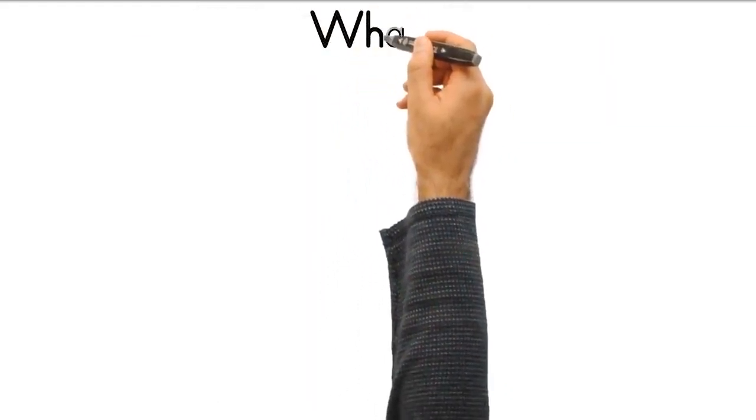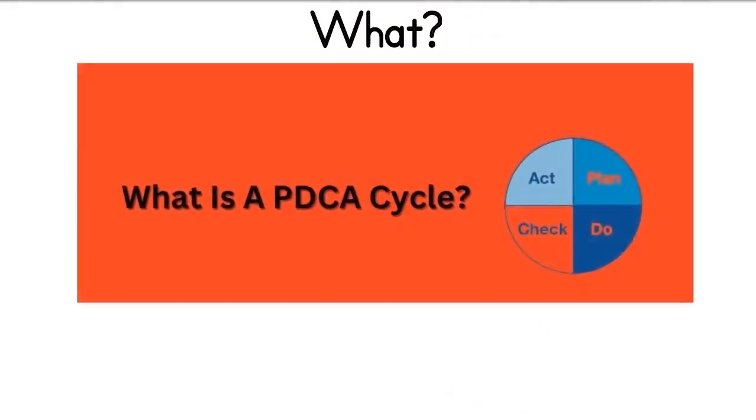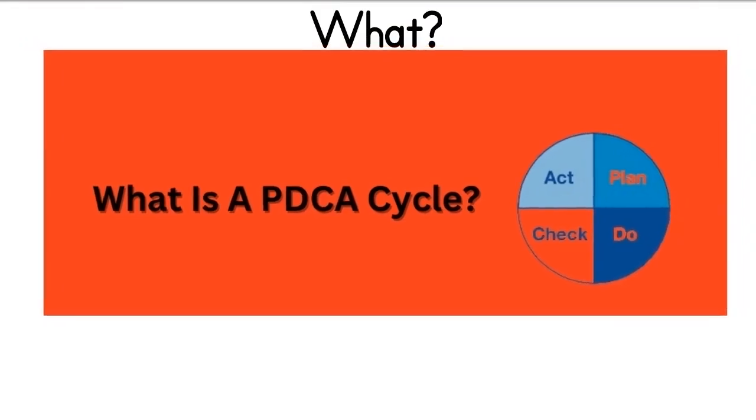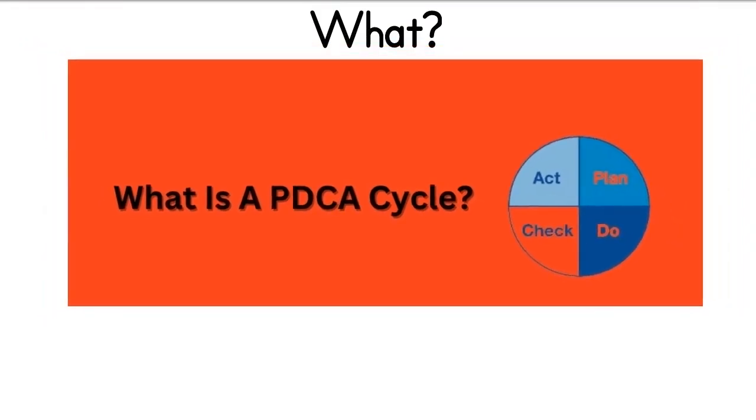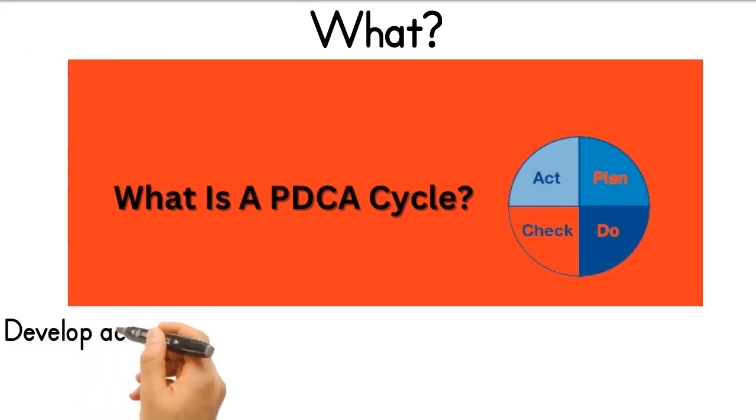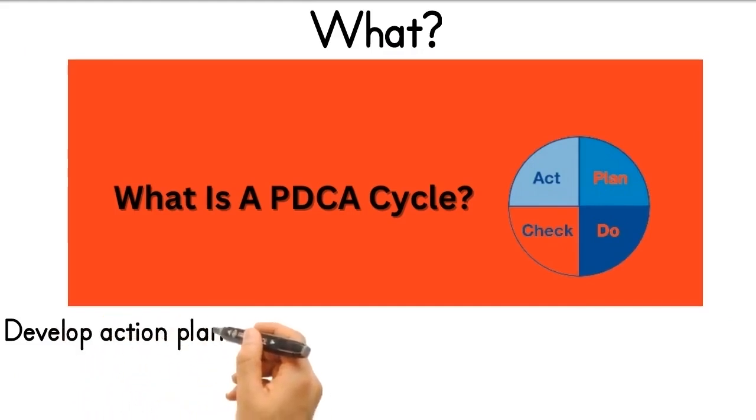PDCA stands for Plan, Do, Check, Act. It is a 4-step management method used to continuously improve processes or systems. Here's a brief explanation of each phase. Plan. This is the initial step where a problem is identified, objectives are defined, and an action plan is developed to achieve those objectives. Do.